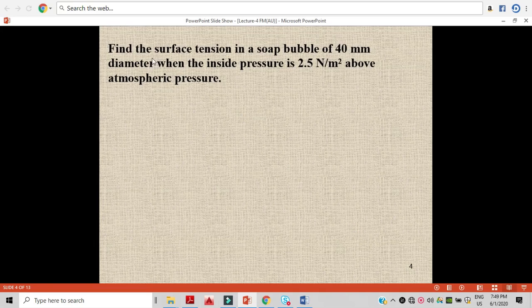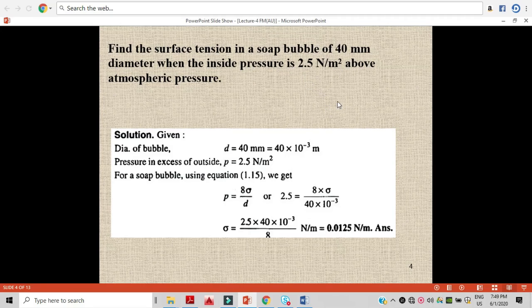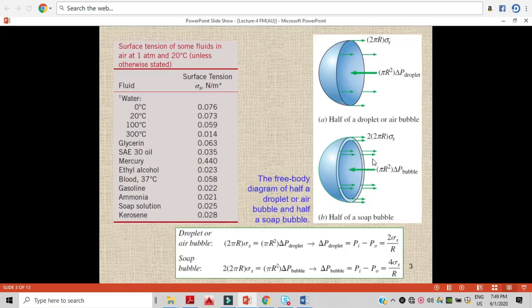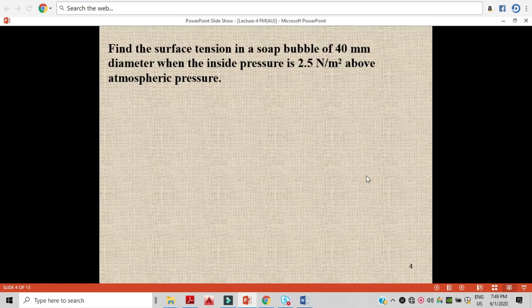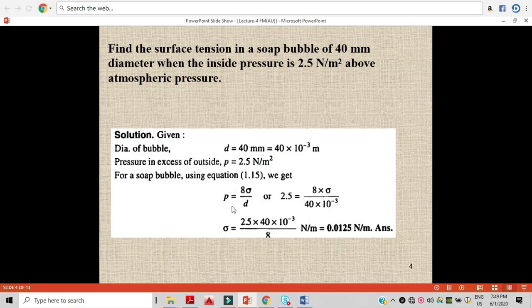There is a problem: find the surface tension in a soap bubble of 40 mm diameter when the inside pressure is 2.5 Newton per meter square above atmospheric pressure. Here the soap bubble is given and the pressure difference, because the inside pressure is above atmospheric pressure. So that means this is delta P. In the case of a soap bubble, we derived an equation, that is 4 sigma over R.